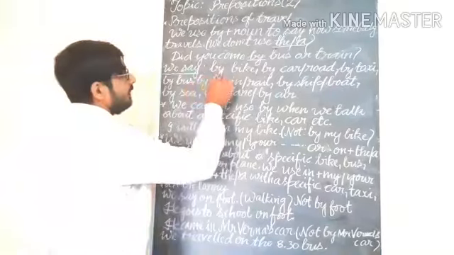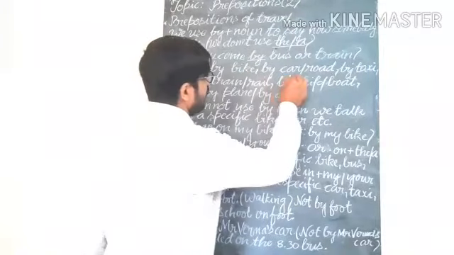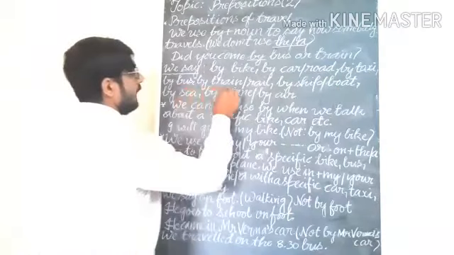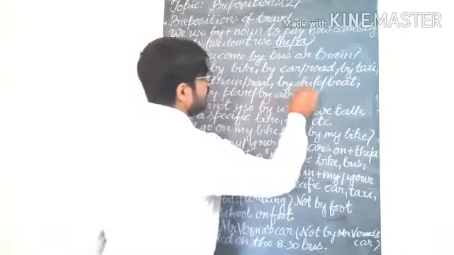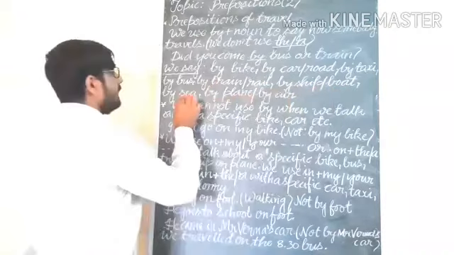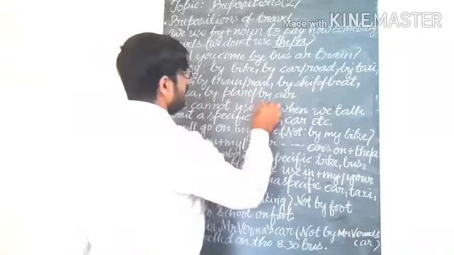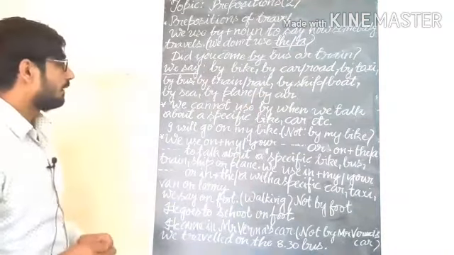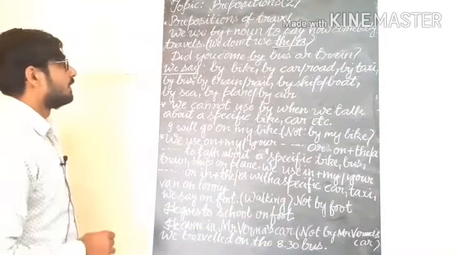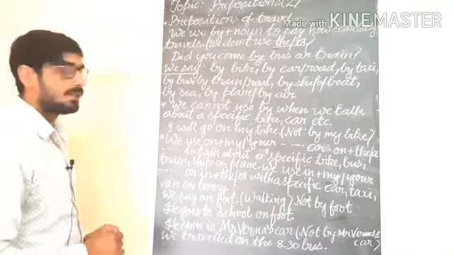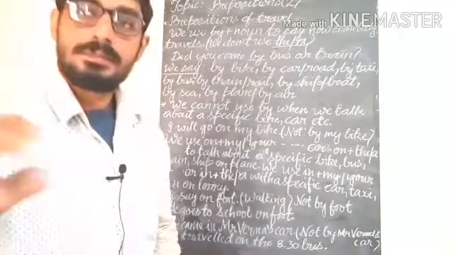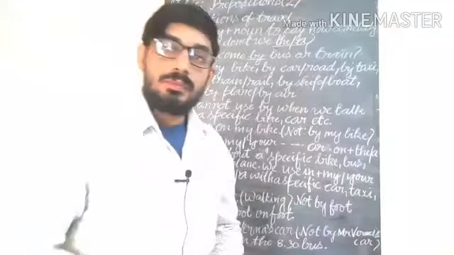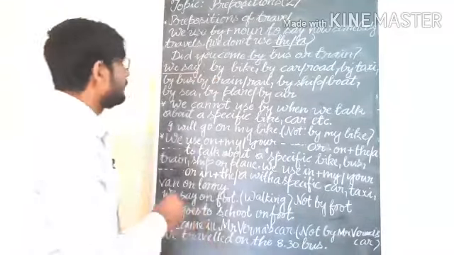We say by bike, by car or road, by taxi, by bus, by train or rail, by ship or boat, by sea, by plane, by air. So we get that when we travel, we use the word "by" with these.